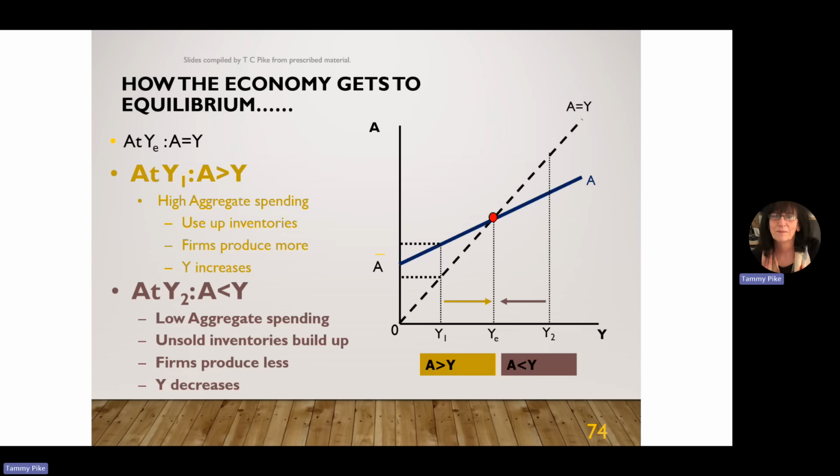A is greater than Y. So this is what this is showing you here. A is above my Y line. You can think of this line as being your production line. So what we're saying is that aggregate spending in the economy is greater than the level of production, because we are only producing at Y1, whereas look at where my spending is. My spending is higher than Y1. What does that mean? Let's take a look.